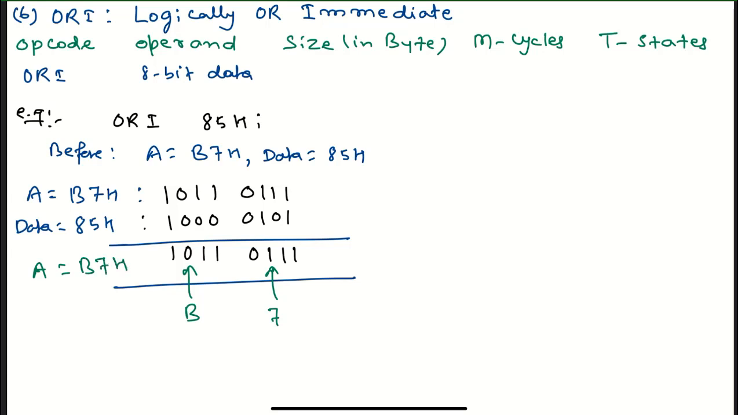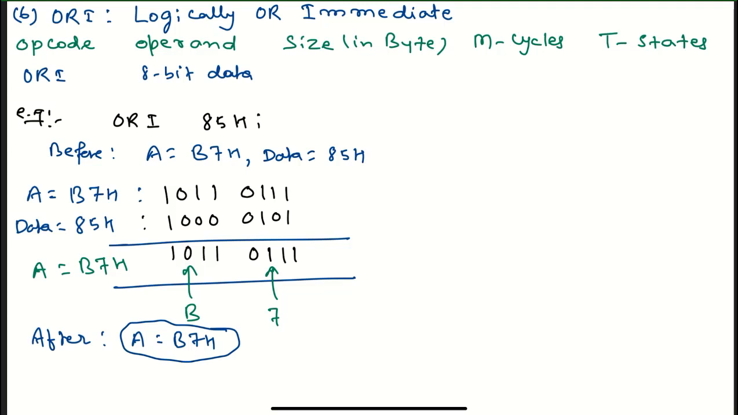So after execution of this instruction, the content of the accumulator will be changed to B7H only. Whatever the result obtained here will be stored into the accumulator. So that is coming here as B7H. It means B7H will be stored, replacing the accumulator content.